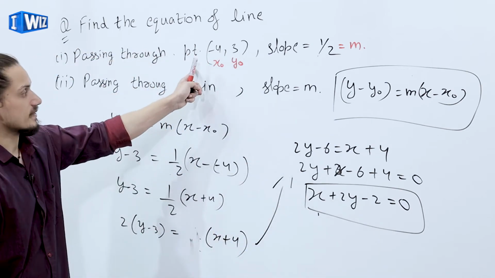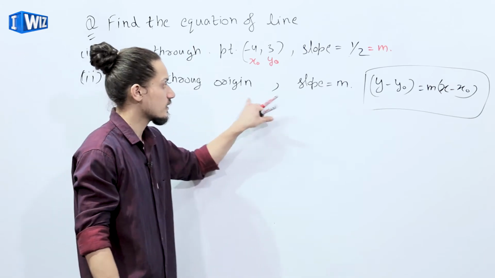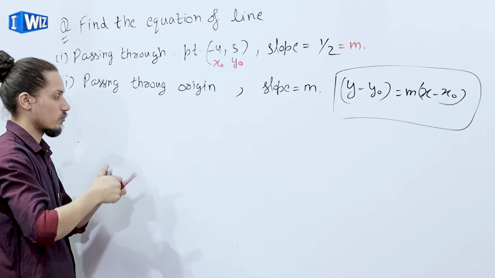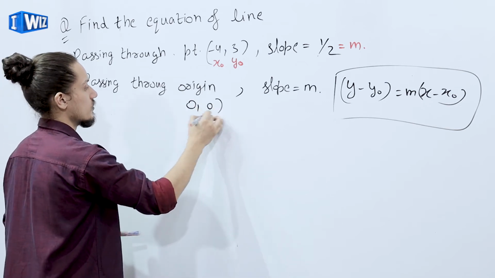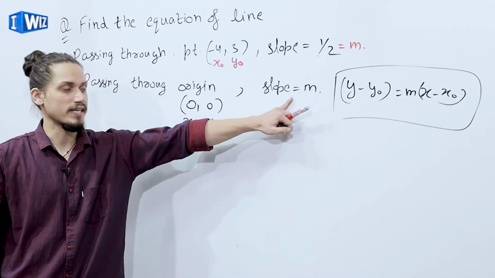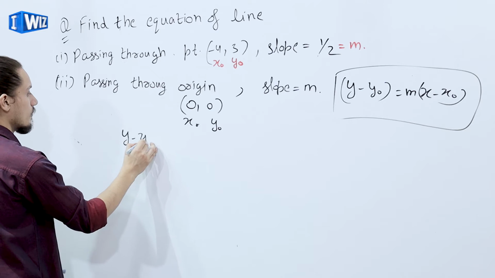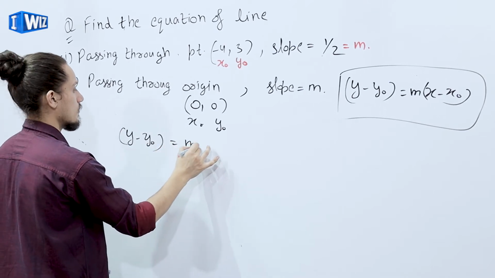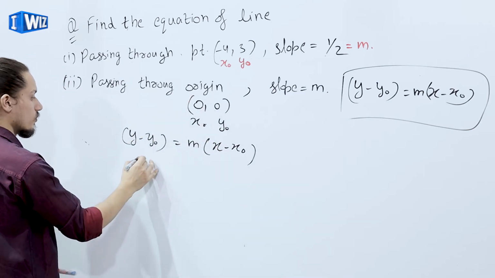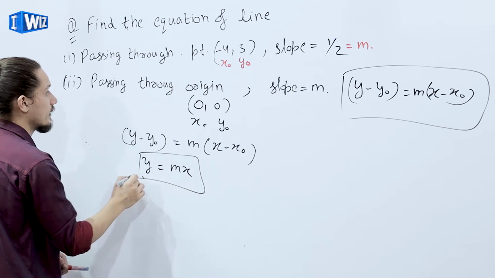Now in part 2, we have to find the equation of line passing through origin whose slope is equal to m. So if a line is passing through origin, तो origin के point क्या होते हैं? 0, 0, that is x naught is equal to 0 and y naught is equal to 0. Slope is given to be equal to m. So in this case, equation of line becomes y minus y naught is equal to m times x minus x naught. Y naught is 0, x naught is 0, we get y is equal to mx, which is the required equation of line in part 2.